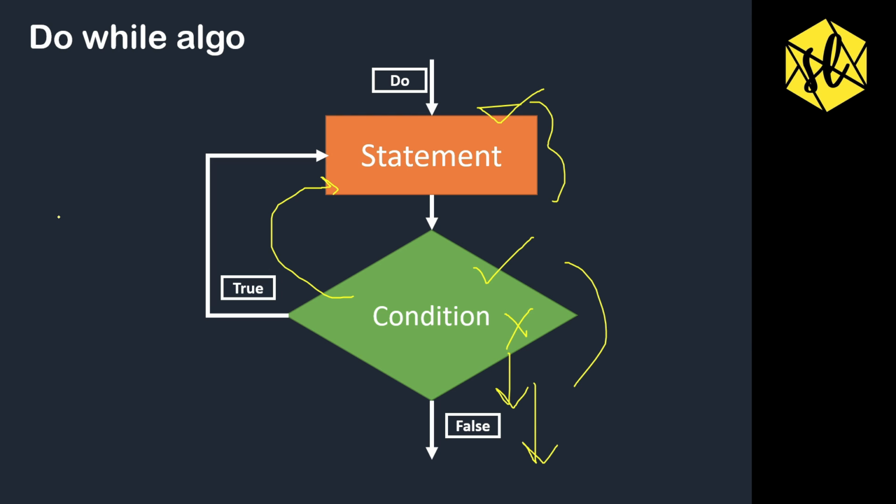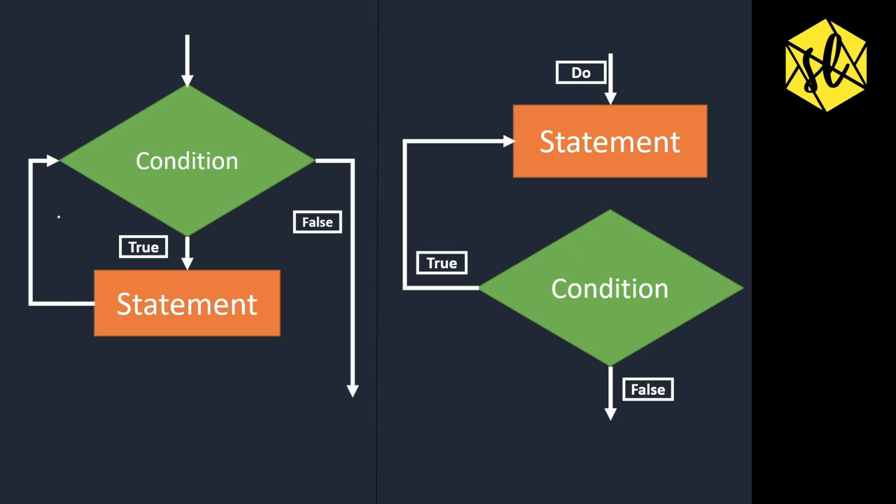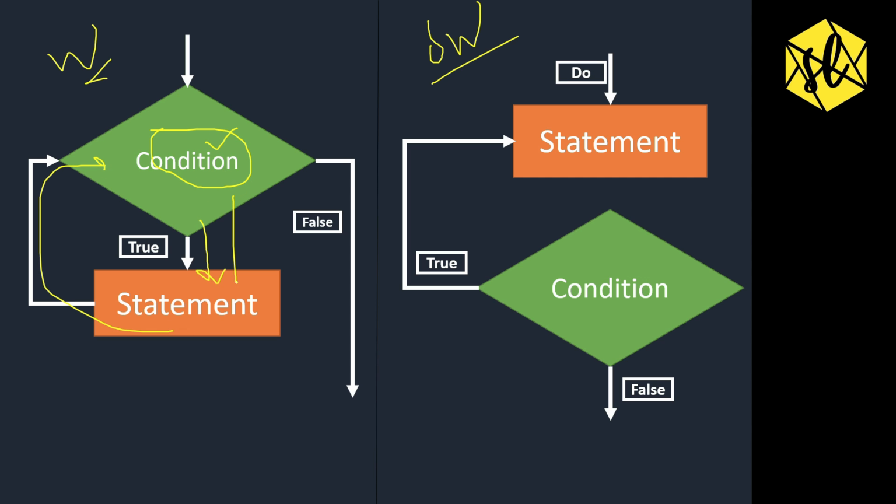Now let us compare while and do while. So this is a while loop and this is a do while. Both are algorithms of the while and do while. Now you see, in while loop, first of all there is a condition. The condition is checked. If the condition is true, then the statement is executed, and after that again the condition is checked. Again, if the condition is true, the statement is executed, and again the condition is checked. And if the condition becomes false, it terminates the program.